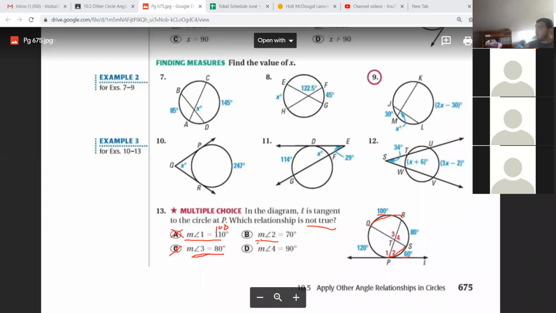Seems like everyone ruled out B. I haven't seen a B yet. And I see now people are putting in D. Angle 4 should be 80 plus 120, which is 200 divided by 2 is 100. So I see everyone's getting it down.